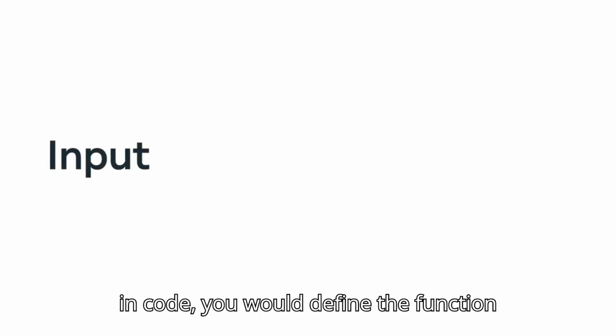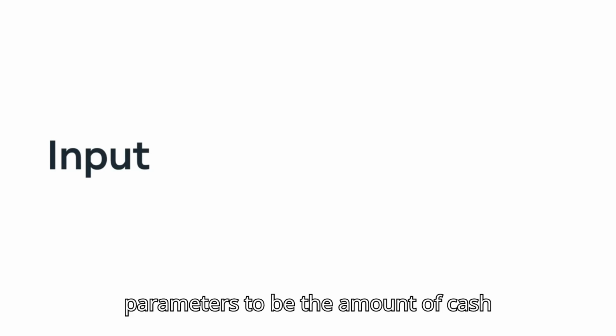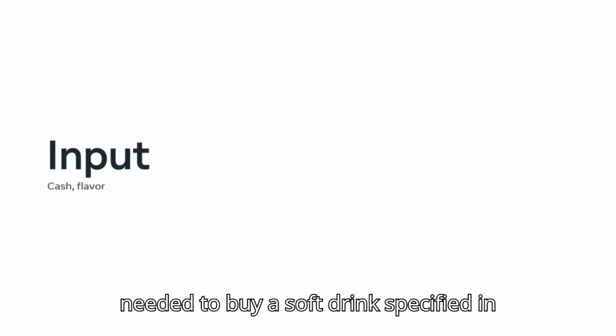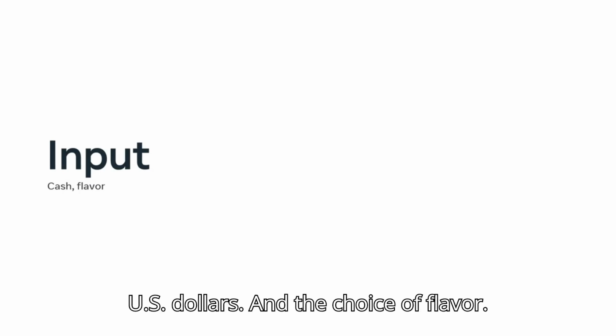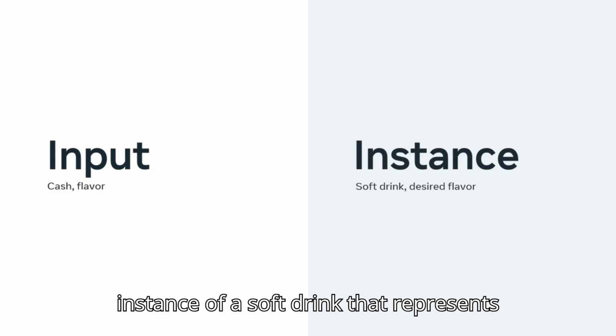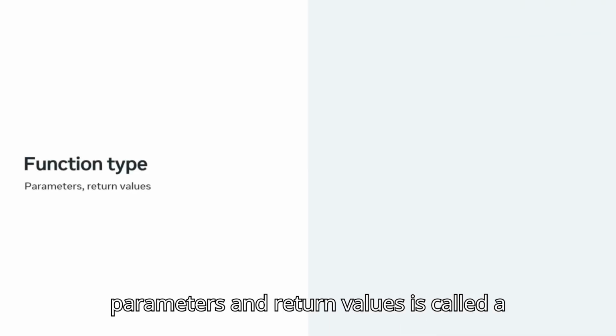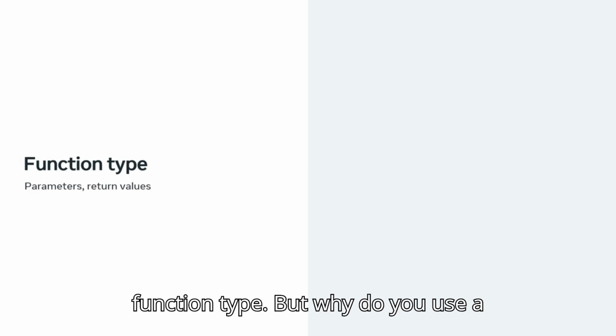If you were to define this vending machine as a function in code, you would define the function with characteristics such as input parameters to be the amount of cash needed to buy a soft drink specified in US dollars and the choice of flavor. This function would then return an instance of a soft drink that represents the soft drink can of your desired flavor. Such equivalent notation of a function signature consisting of its parameters and return values is called a function type.